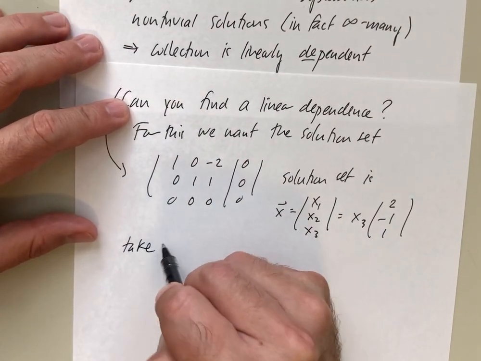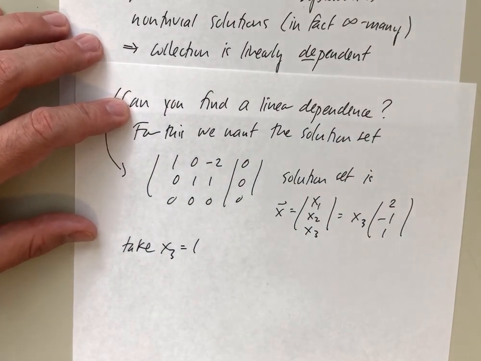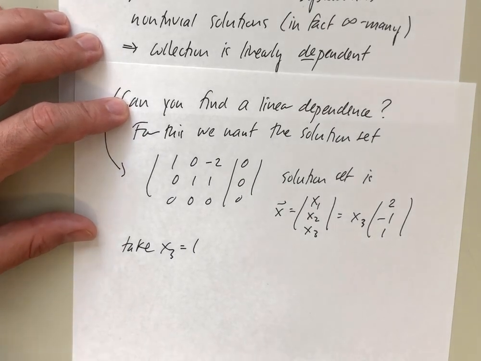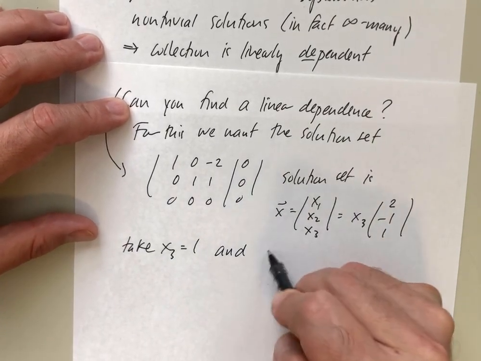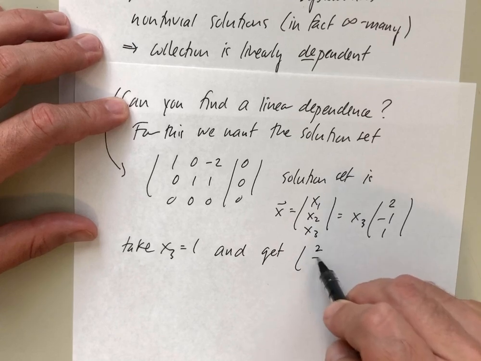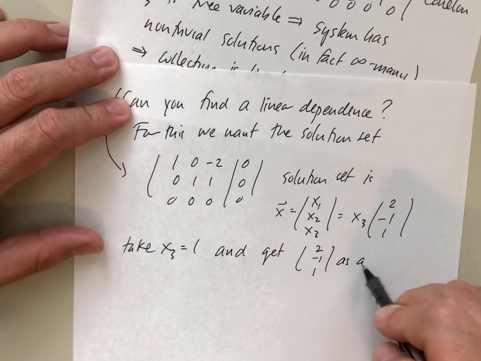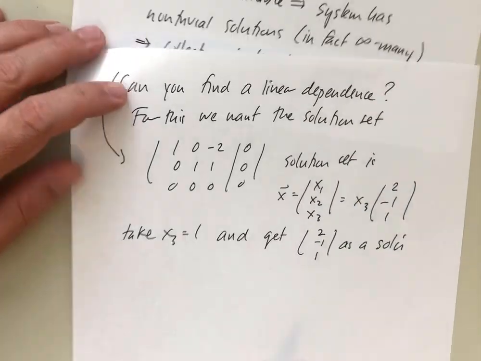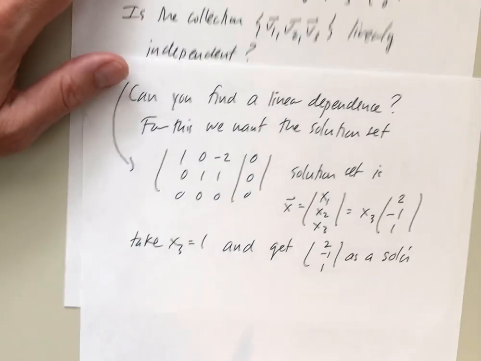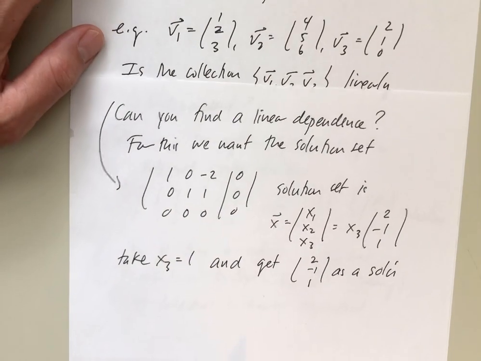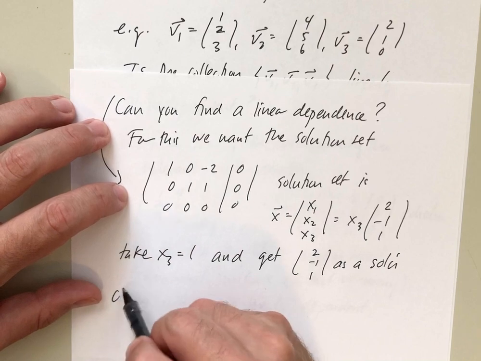So let's take, I don't know, x3 to be 1. Now we don't want 0 because that would give us the trivial solution. And what do we get? We get 2, minus 1, 1 as a solution. And let's see if that works. So what I'm claiming is, if you go back to those vectors there, let's check it out.